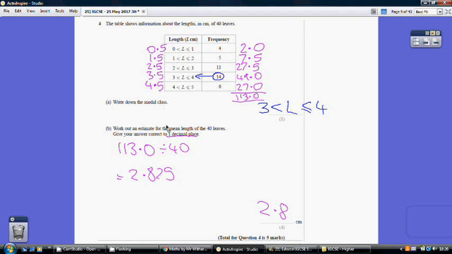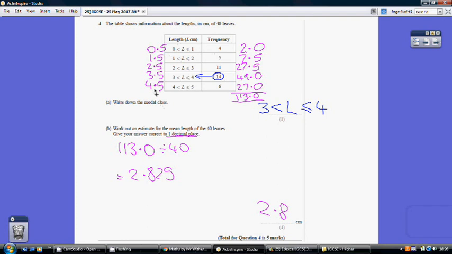Now for part B, we've got to work out an estimate for the mean. Now these 4 leaves, we know they're between 0 and 1 centimeters long, but we have no idea how long they actually are. So the best we can do is just assume they are halfway along. So halfway between 0 and 1 is 0.5. So we've estimated the length of these 4 leaves. We're going to pretend these 4 leaves are exactly 0.5 centimeters long. Similarly, we're going to pretend these 5 leaves are 1.5 centimeters long, and so on. So this is why we're doing an estimate, because of this initial assumption here.